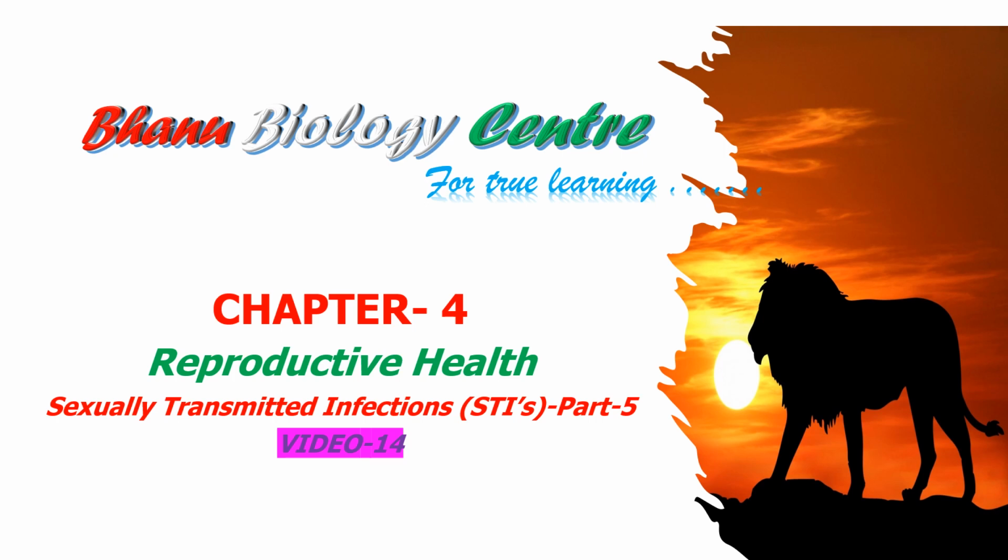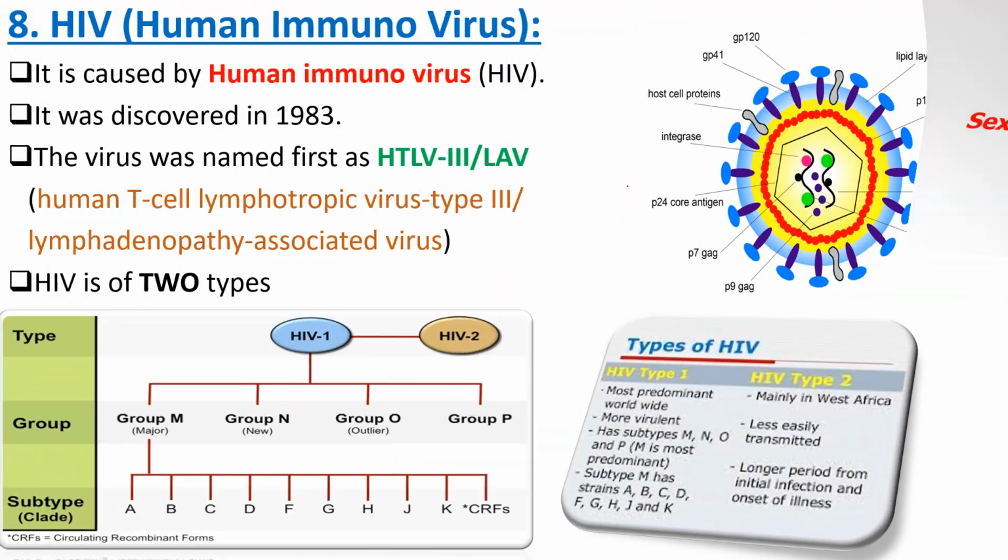In this video, we are going to learn about the world's most dangerous sexually transmitted infection, HIV, human immunodeficiency virus, which causes acquired immunodeficiency syndrome, shortly AIDS, in human beings. Human immunodeficiency virus is responsible for HIV infection in human beings. It was first found in the year 1983.